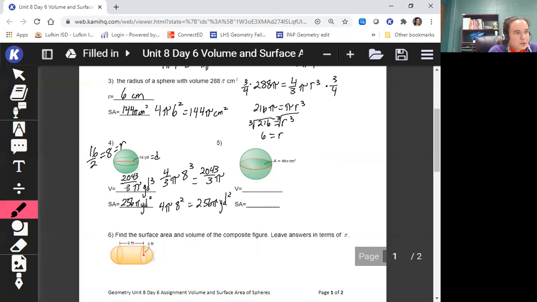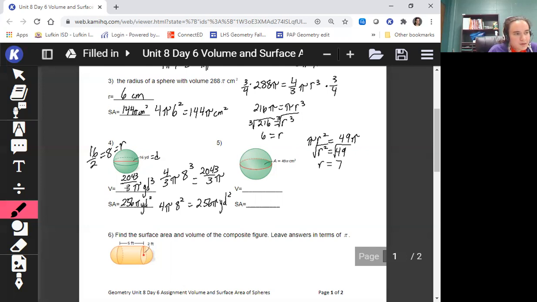And number 5, we know the area of the great circle is 49 pi centimeters squared. So we need to find our radius from that. So we know the formula for area is pi r squared. So that equals 49 pi. Pi's cancel out, so r squared equals 49. Take the square root of both sides, so r is 7.